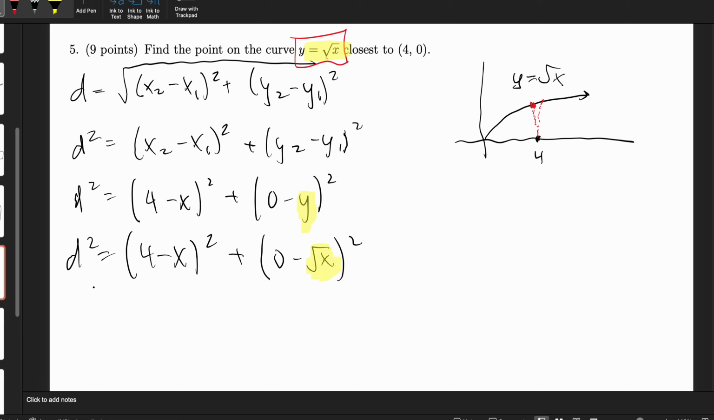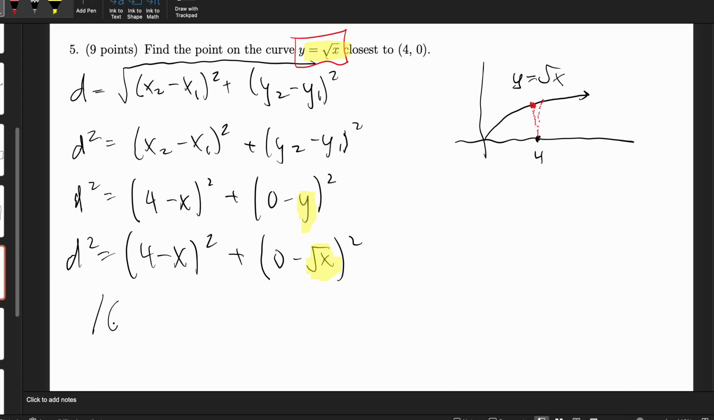Good. And now I'm just going to minimize this. I want to minimize this. So first I'm going to expand this out, and then I'm going to take the derivative, set it equals 0, and then I'll have found the minimum. Okay, good. So let's expand this out.